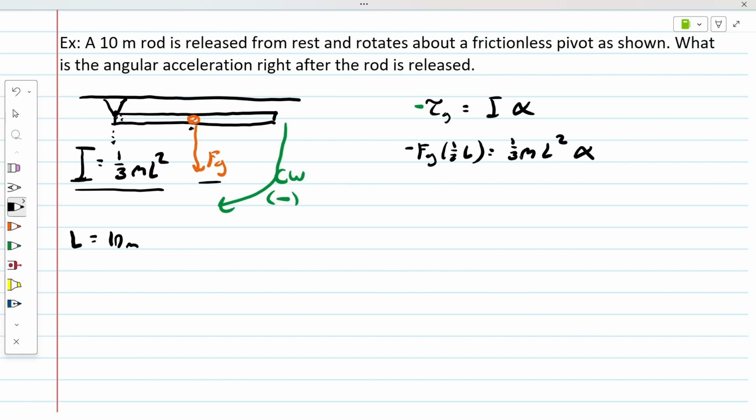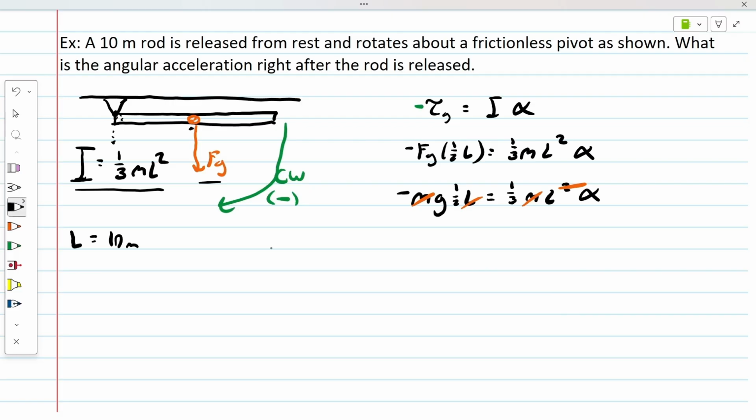And so we have this mass, we don't really know what to do with it, we weren't given the mass. Well, we know force due to gravity is on this other side, and force due to gravity just equals the mass of the beam times gravity, and we still have this 1/2 L equals 1/3 mass L squared alpha. And so now these masses cancel, and also one of these lengths will cancel.